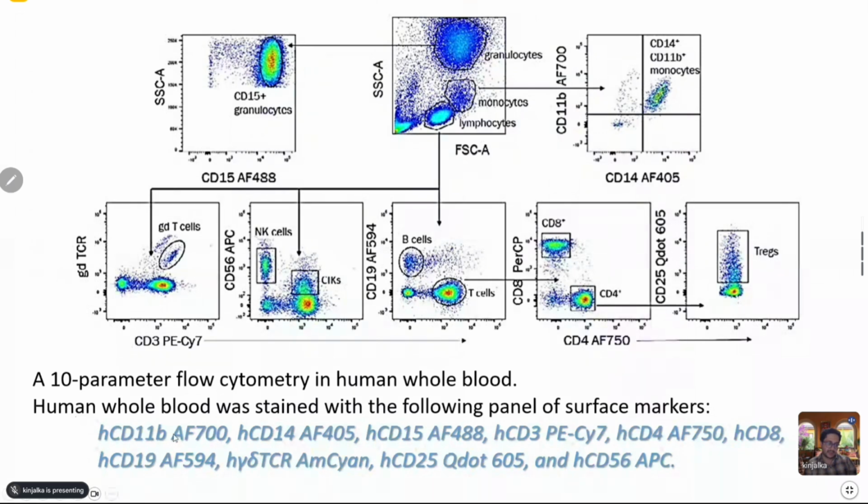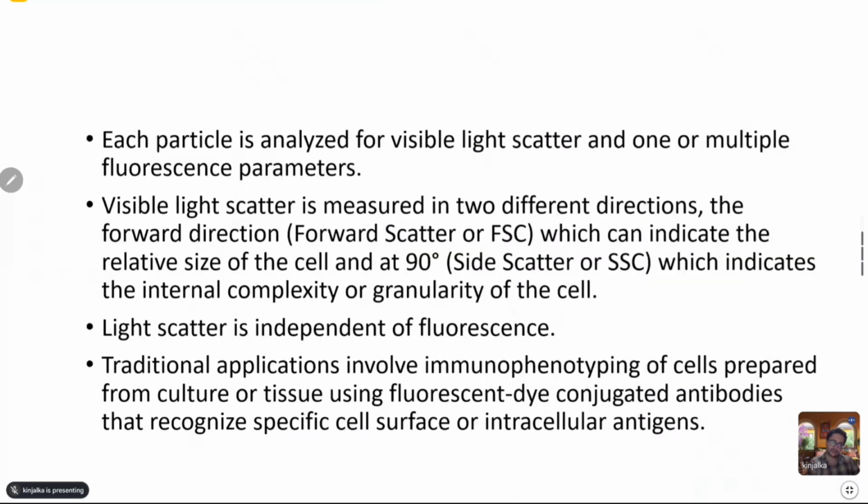In this experiment, you'll see there are a lot of things like CD11B, CD14, CD15, CD3, and along with that, you have different names like PECY7, AF750. These names are codes for different fluorophores that have been used, and they give out different colors. I have a table later on where you can see the different colors and the names of those fluorophores.